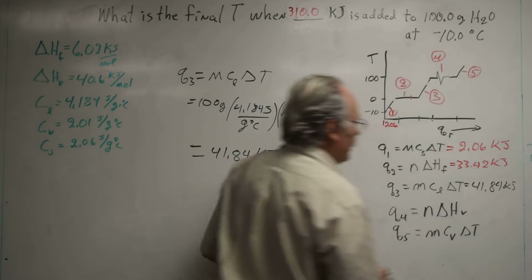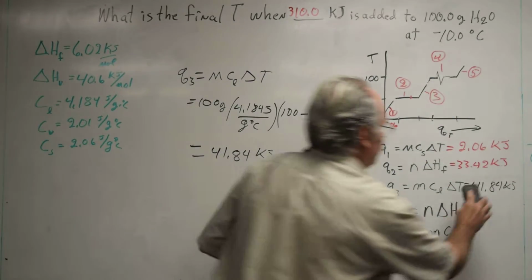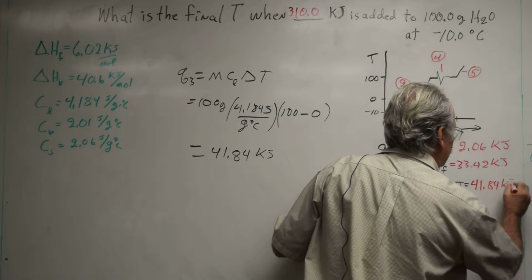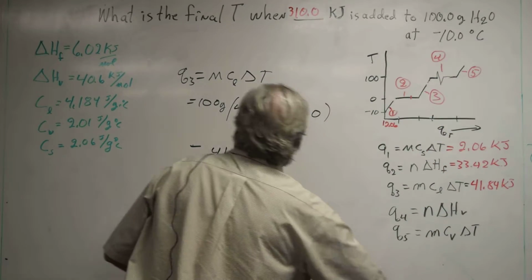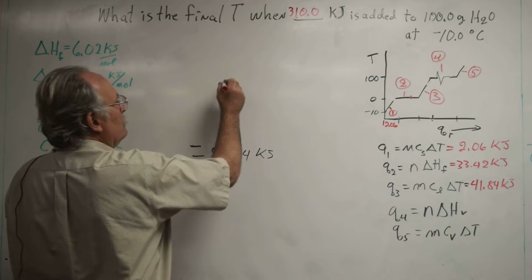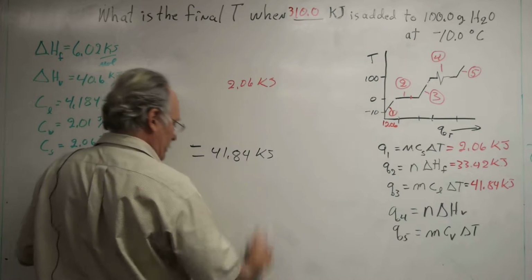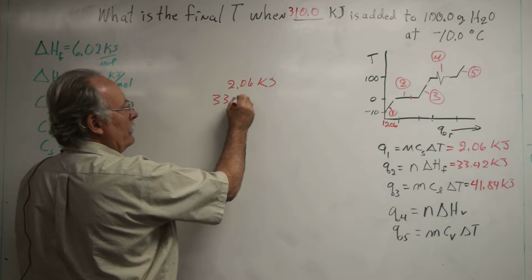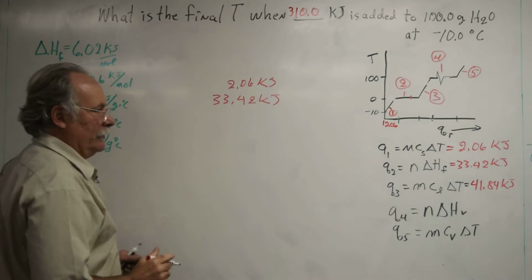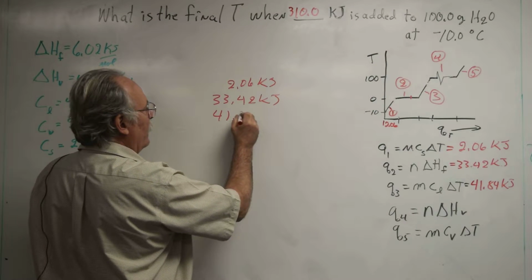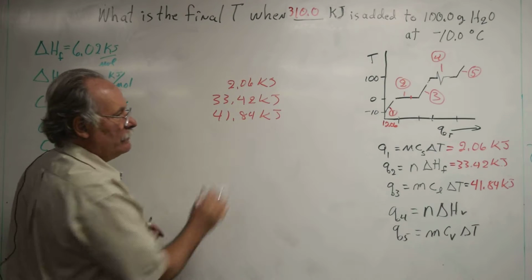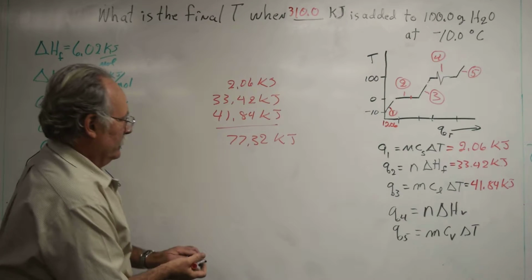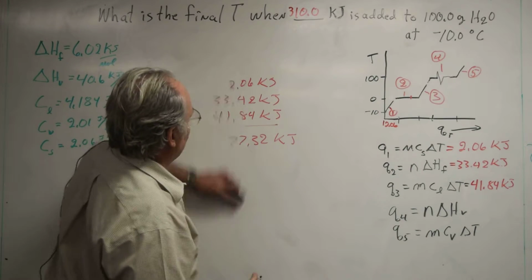So this is 41.84 kilojoules. And actually I want to write that in red just because I'm writing these in red. So how much energy did I spend to get to here? Well, I spent 2.06 kilojoules to bring the ice up to the freezing point. I then spent 33.42 kilojoules to melt the ice. I then spent 41.84 kilojoules to bring it to the boiling point. So this comes up to 77.32 kilojoules. I added 310. I obviously have enough energy to start boiling it.